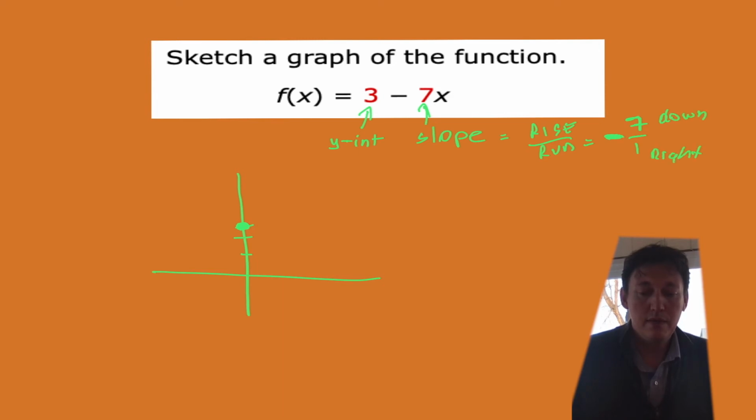The negative determines if you're going to go up or down, and then the bottom number, we're always going to go to the right. So 1, 2, 3, 4, 5, 6, 7. I'm counting from the dot. That's very important. A very common mistake is that people don't count from the dot. So from the dot, I'm going down 7, and then 1 to the right. I'm going to put another dot and connect these two with a line. In order to have a line, all you need is 2 points. And there you go. That's this question.